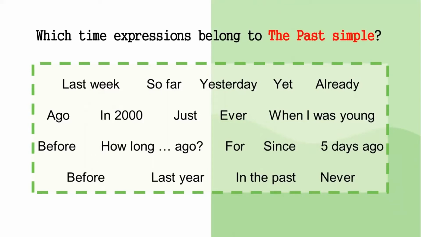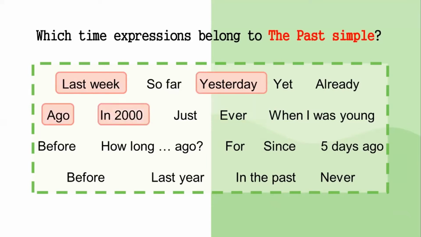It's your time to choose which belong to the past simple. Can you choose for me, Phu? Yeah, okay, last week. Okay, last week. Yesterday. Yeah. Ago. I'm not sure. Ago, yeah. In 2000. In 2000. Right. Can Hồng Ân continue?